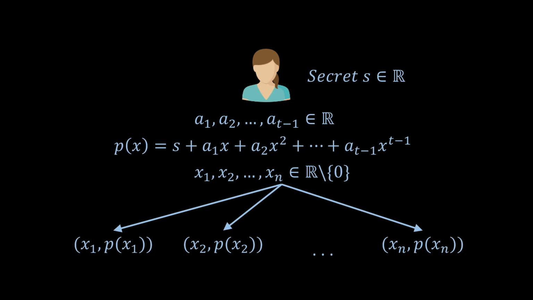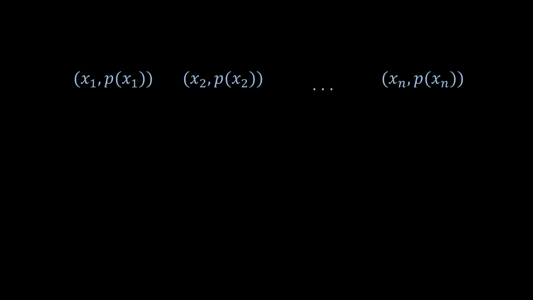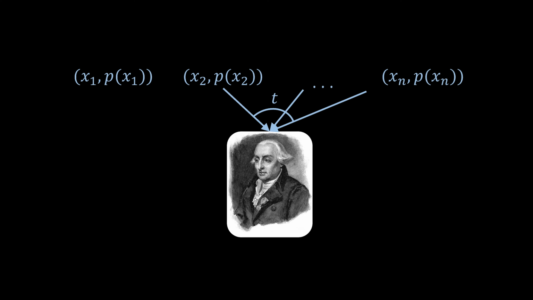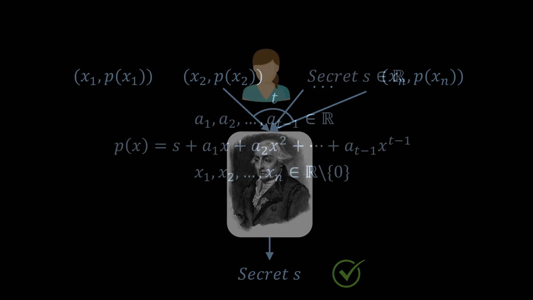Did you figure it out? Since it is a polynomial of degree t-1, t points on the polynomial are sufficient to reconstruct the polynomial. Rather than calculating all terms, Lagrange's interpolation formula can be used to derive the value at x equals 0, that is, the secret itself. That's a simple mechanism to build a threshold secret sharing scheme.